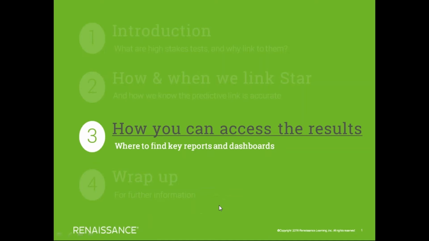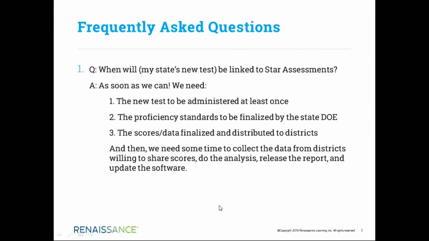The first question, when will my state's new test be linked to STAR assessments? And the answer is as soon as we can. Several things that we need before we can complete those linking studies is the new test to be administered at least once, the proficiency standards to be finalized by the State Department of Education, and the scores and data to be finalized and distributed to districts. Then we'll need some time to collect the data from districts who are willing to share those scores, do the analysis, release the report, and update the software.